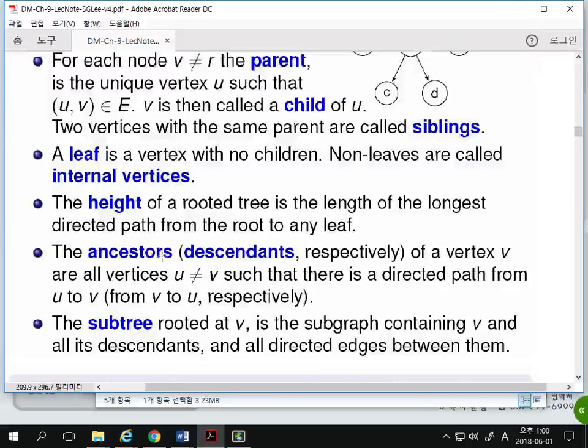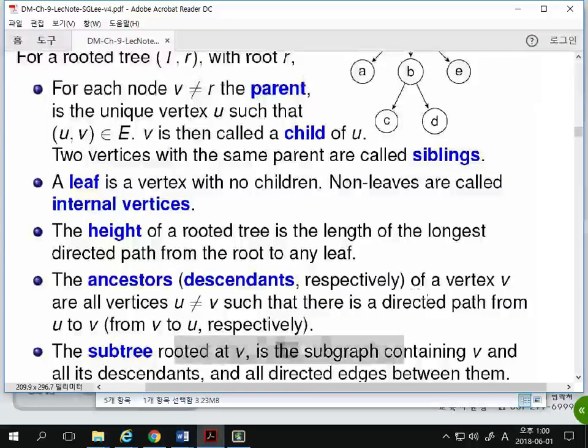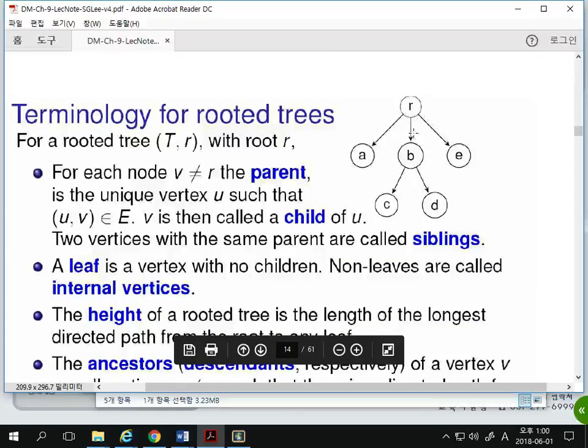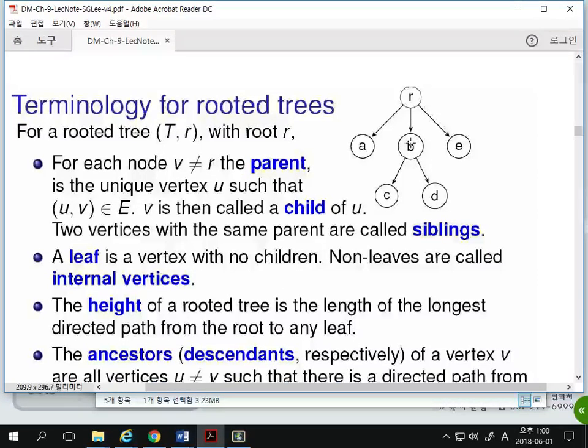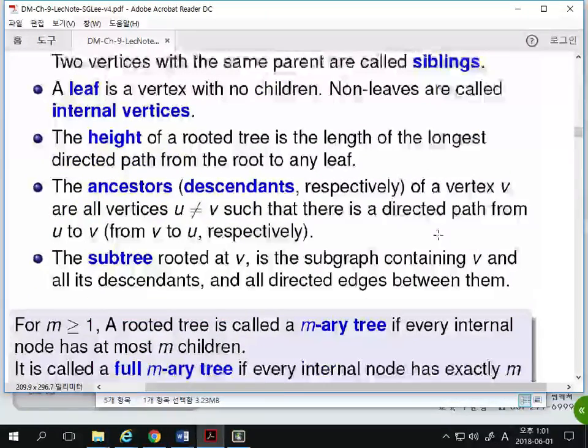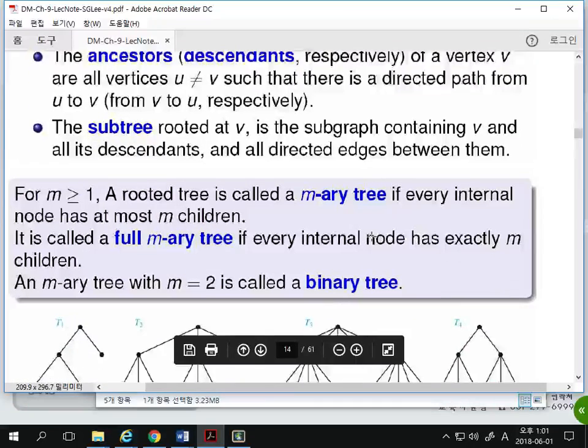And ancestor: R is called the ancestor of V, and B is called the descendant of R. So B's ancestor is R, and R's descendant is B, and C is also a descendant of R, and R is an ancestor of C, D, E and B. Subtree, yeah, we have defined it.